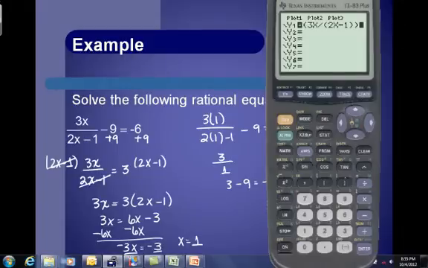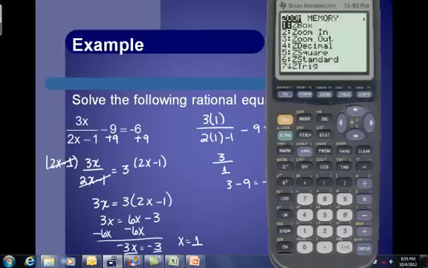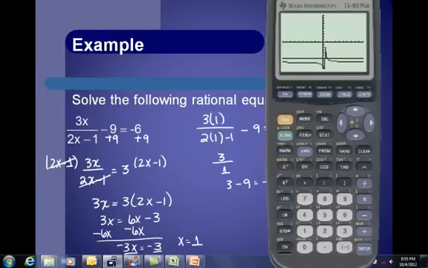So the first fraction is 3x divided by 2x minus 1. Then we have minus 9. For y2 is the other side of the equation, which would be negative 6. To graph this, either hit graph, I'm going to go ahead and go to zoom 6. So there's what our picture would look like.